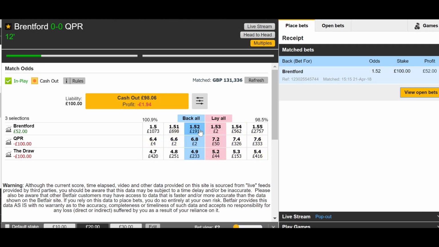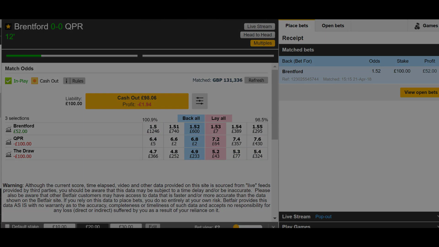You know, the price available was about 1.56 or 1.57. And we've got in at 1.52, a bit of a lower price. But we've had enough time to make the decision. We watched the first 10 minutes and we saw how dominant Brentford have been. So it's time to back them. And now we're going to see what happens next. It's 0-0. We're going to let this one run till a goal is scored or till half time.